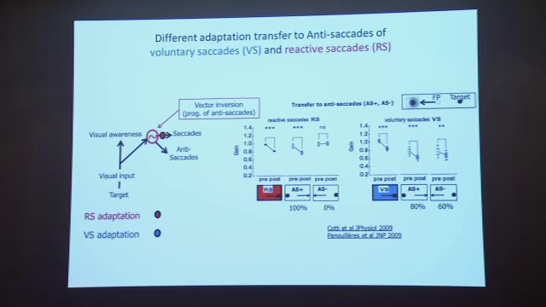And in contrast, again, we found a difference if we adapt voluntary saccade, because in that case, we observe transfer to both types of anti-saccade, suggesting again that there would be two sites of adaptation for voluntary saccade. Again, one site located downstream and the other site located upstream from this level of vector inversion.